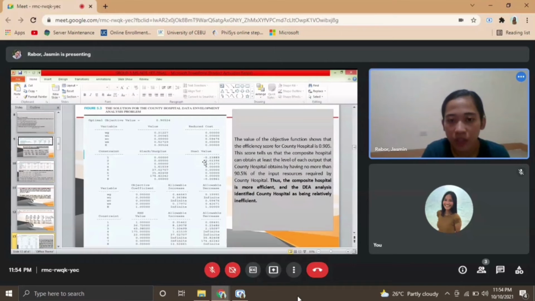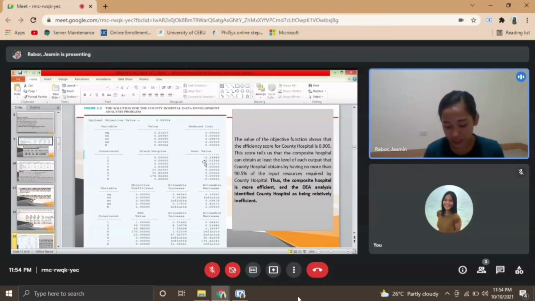And for the county hospital, kay naa siya reduced cost. So, ang kaning reduced cost is the amount by which an objective function coefficient would have to improve. And for a minimization problem like this one, reduced cost means to decrease. So, county hospital should decrease up to 0.09476 for it to be efficient.